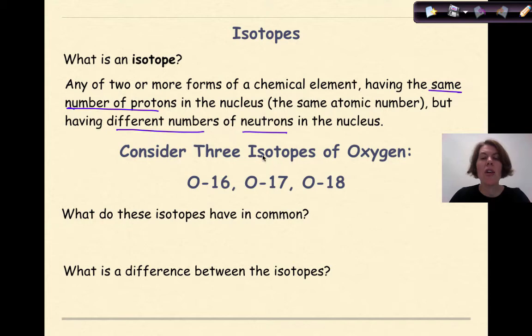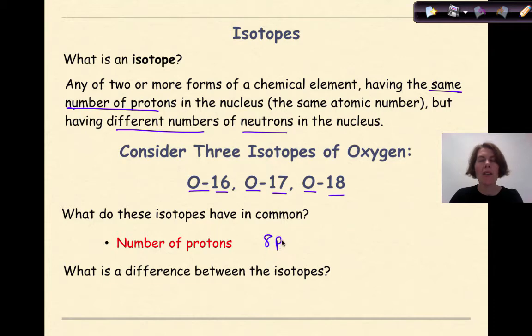So let's look at 3 isotopes of oxygen. I know they're all oxygen because they all have the same symbol here, but their mass numbers, 16, 17, and 18, are all different. So these are definitely isotopes of each other. What do these isotopes have in common? The number of protons, because I know that oxygen has 8 protons, because if we look at oxygen on our periodic table, the atomic number is 8.